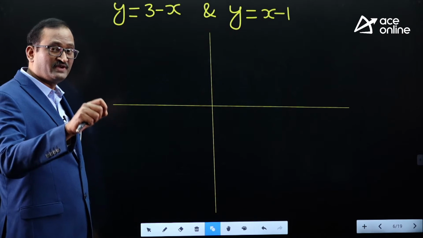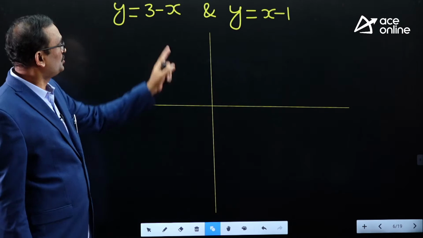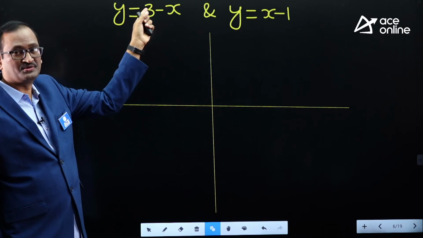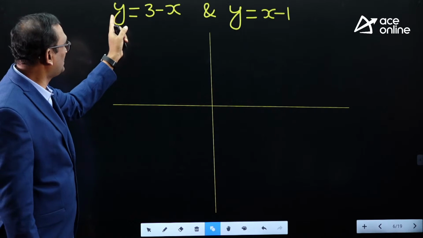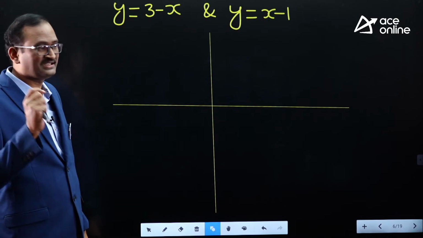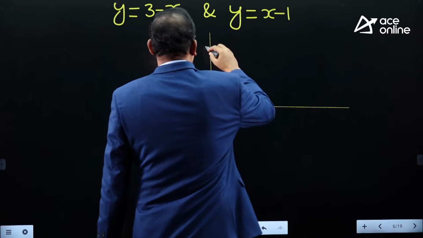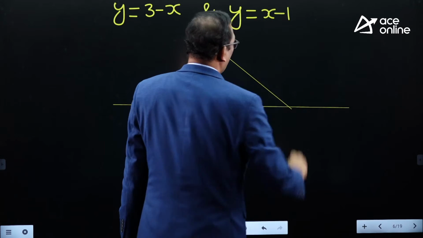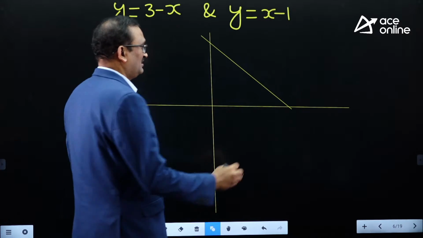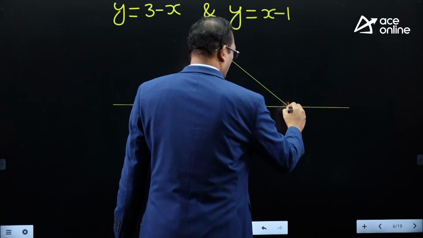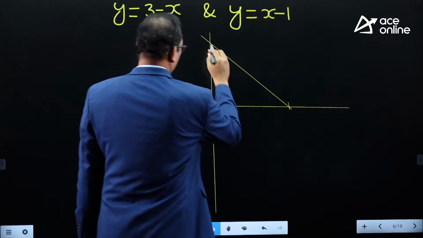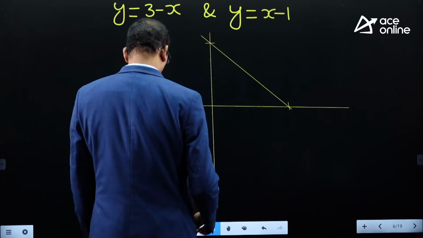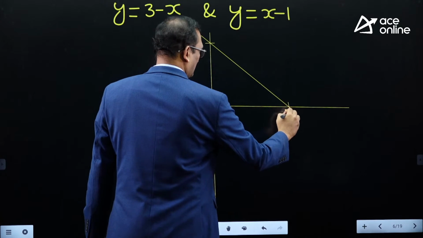To know where the curve touches y-axis, put x equal to 0. If I take x equal to 0, we get y equal to 3. Means this line will touch x-axis at 3, y-axis at 3. So please draw one straight line such that it touches x-axis at 3 and y-axis at 3. This line touches x-axis at 3 as well as y-axis at 3.